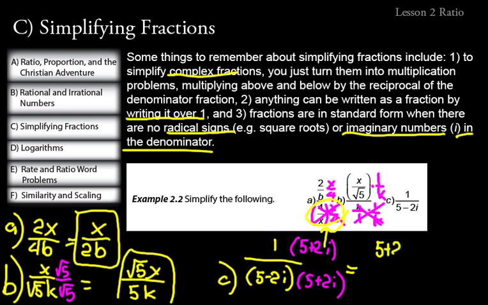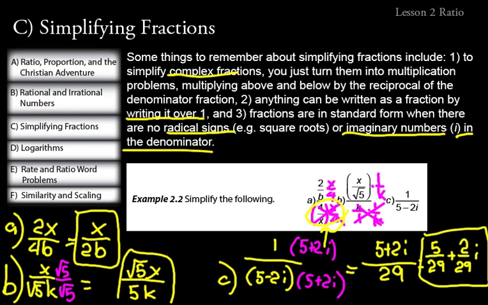5 plus 2i on top, and then just let's mentally do the denominator. There'd be a 5 squared, and then you get a plus or minus 10i, which cancels out. That's why we multiply by the complex conjugate. And then we'd have a minus 2i squared, which is minus 4 times negative 1, plus 4. So we have 25 plus 4 is 29. And so writing this in a plus bi format, we'd have 5 over 29 plus 2 over 29i.